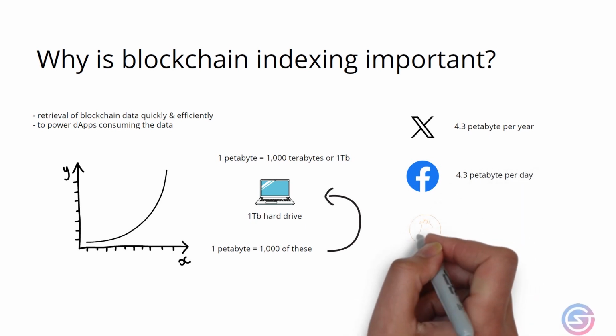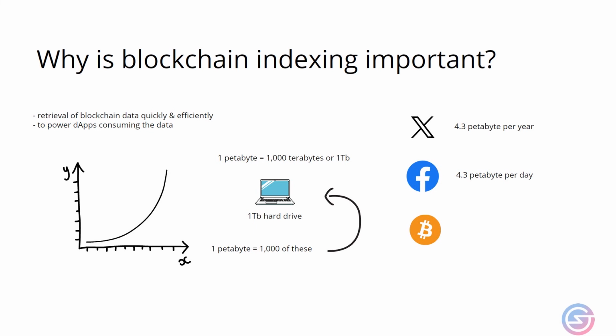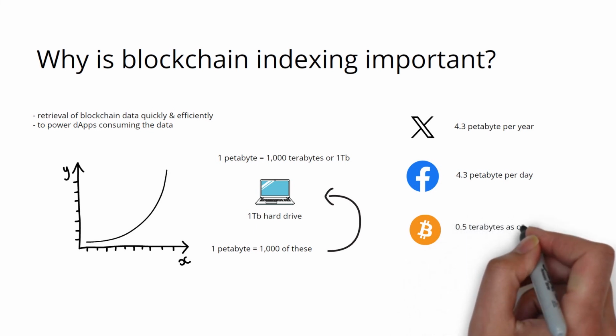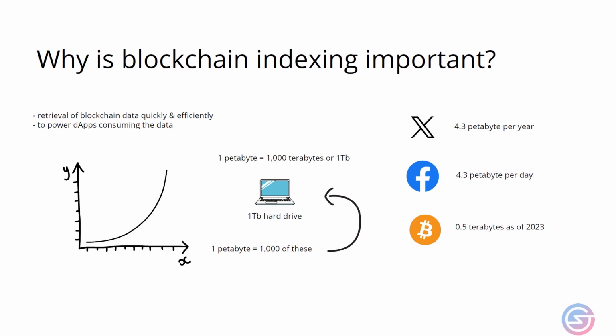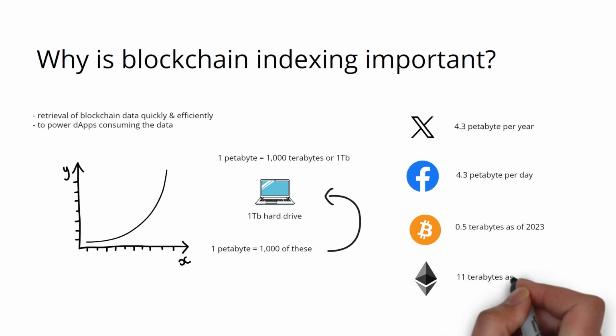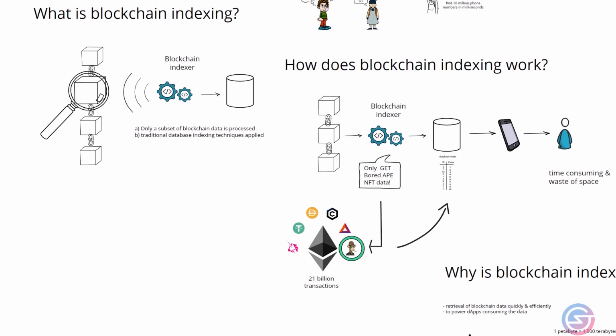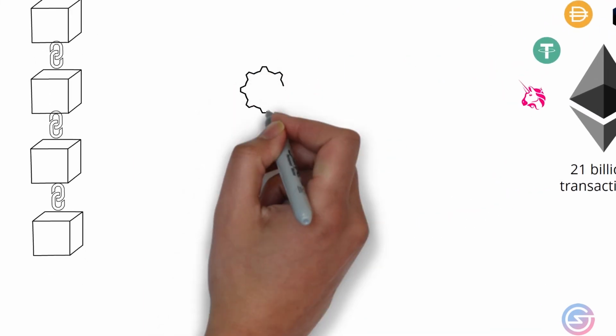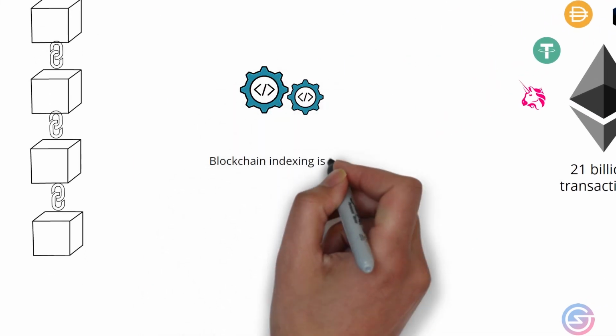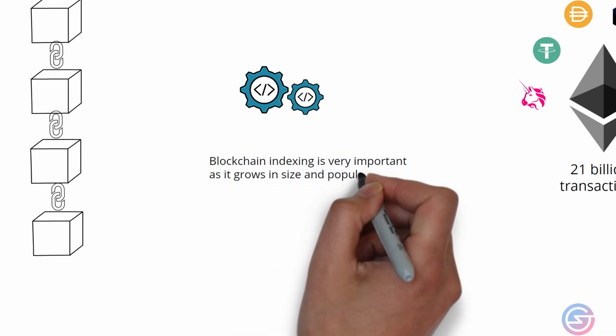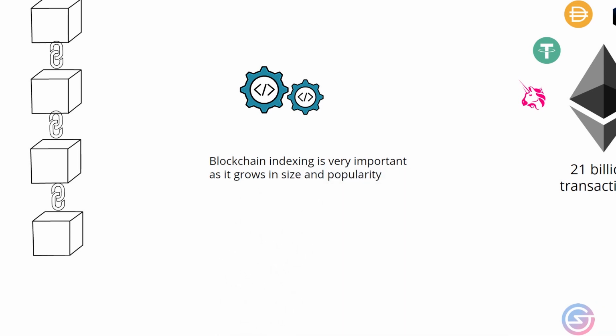Comparing this to the Bitcoin blockchain, as of 2023, the current size is just under 500 gigabytes, or half a terabyte. A full archive Ethereum node totals around 11 terabytes. So while these are not as big compared to X and Facebook, a blockchain is an append-only database. This means that information on the blockchain is stored forever and will continue to grow in size forever as well. This makes blockchain indexing even more important as the blockchain grows in size and popularity as more and more dApps are created using the blockchain.